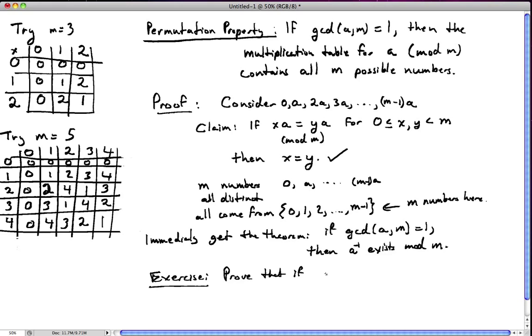So exercise. Prove that if A inverse exists, mod M, then prove that the GCD of A and M must be 1. And in fact, you can do that by first showing that this implies that the permutation property exists.